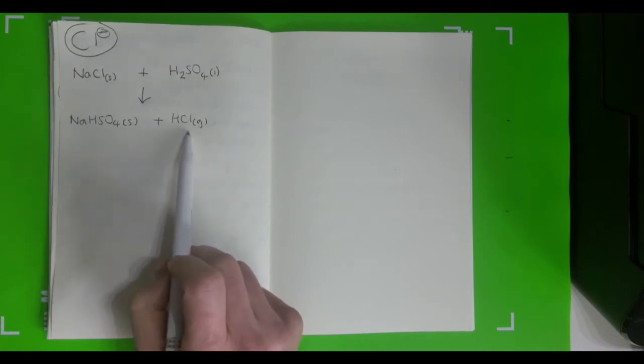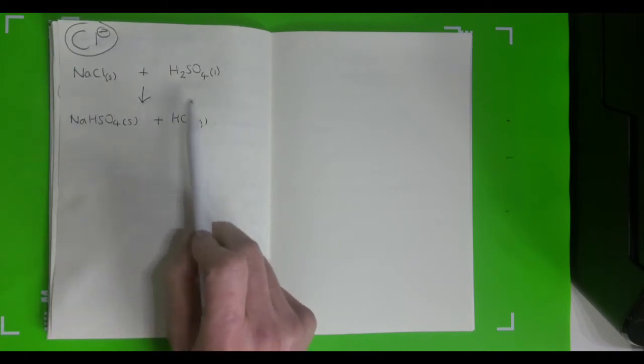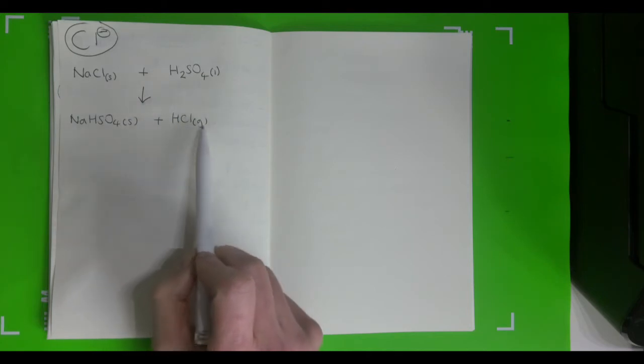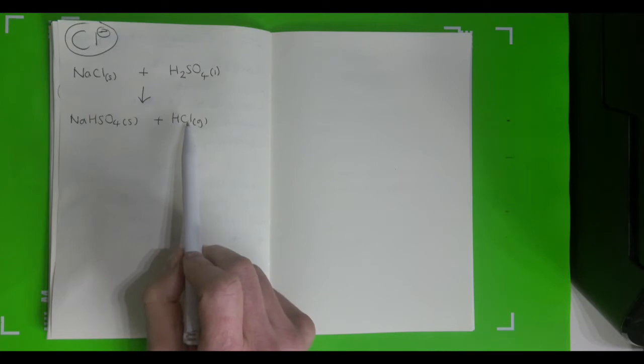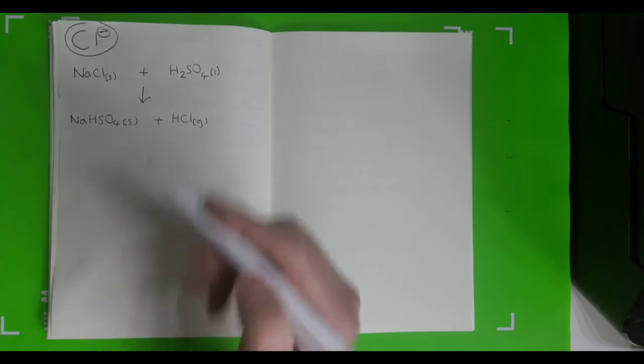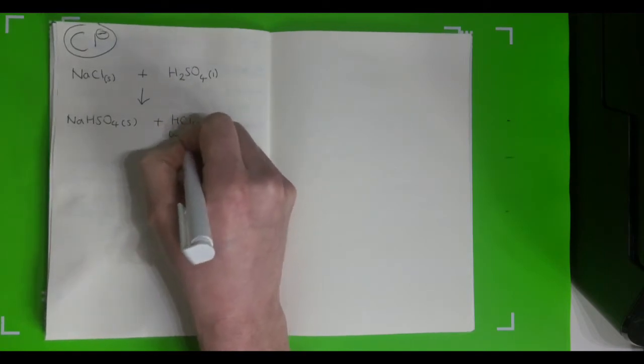Now, HCl gas, what you'd see there is steamy fumes. Okay, it looks a little bit like white smoke. But the correct description is white steamy fumes. That's what you would see.